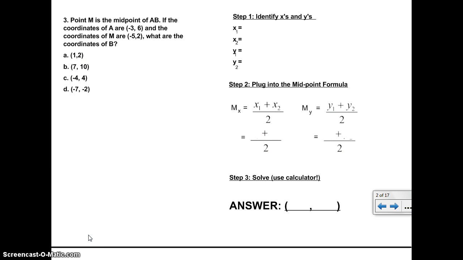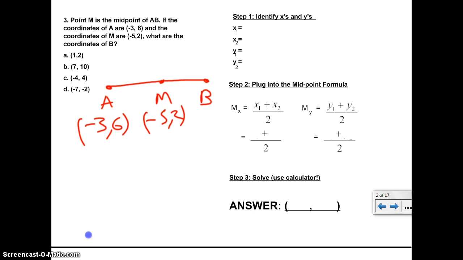All right, so here's problem 3. And it looks a little different, and we're going to use a similar process. It says point M is the midpoint of AB. If we were to draw a picture, we'd have like A here, we'd have B here, and we have like M in the middle, right? It says A is -3, 6, and it says M is -5, 2. So they gave us the midpoint on this one, and they're asking us, what are the coordinates of B?